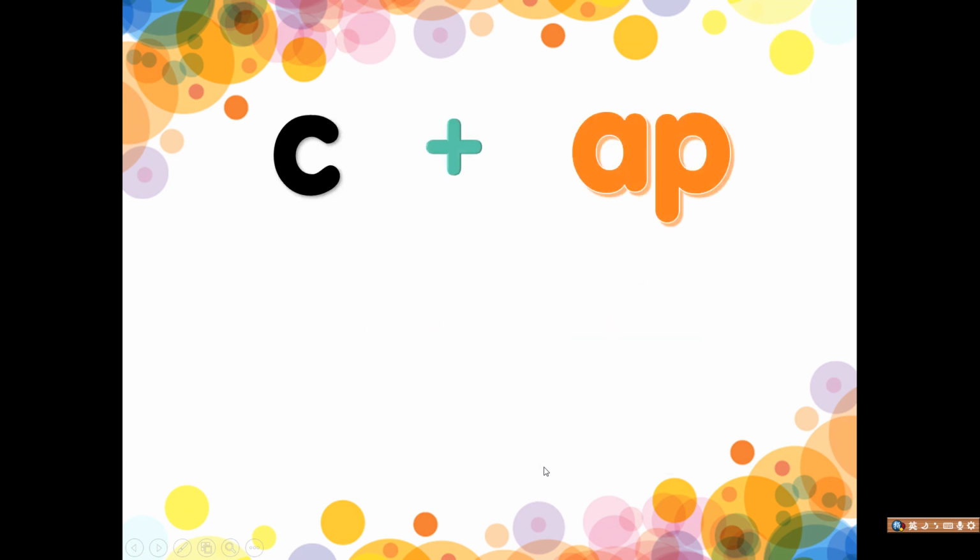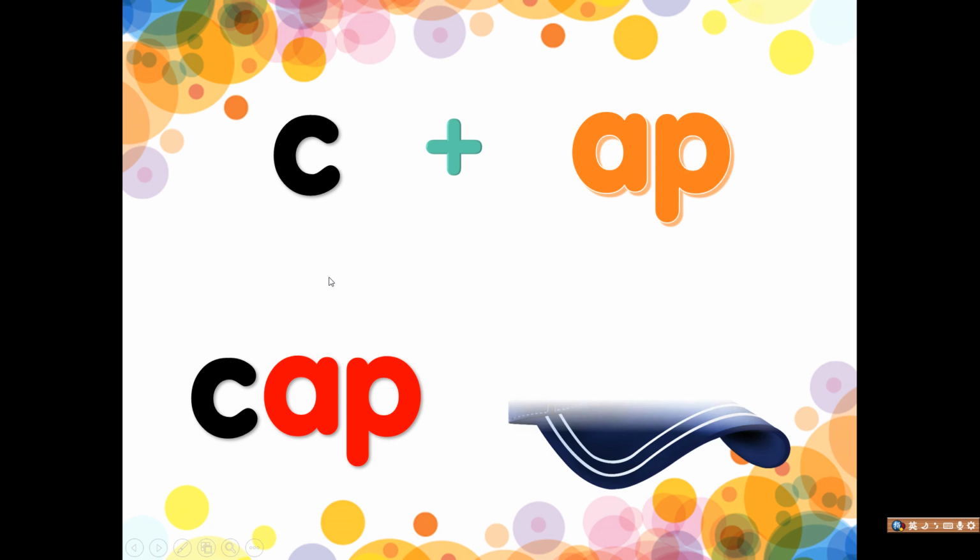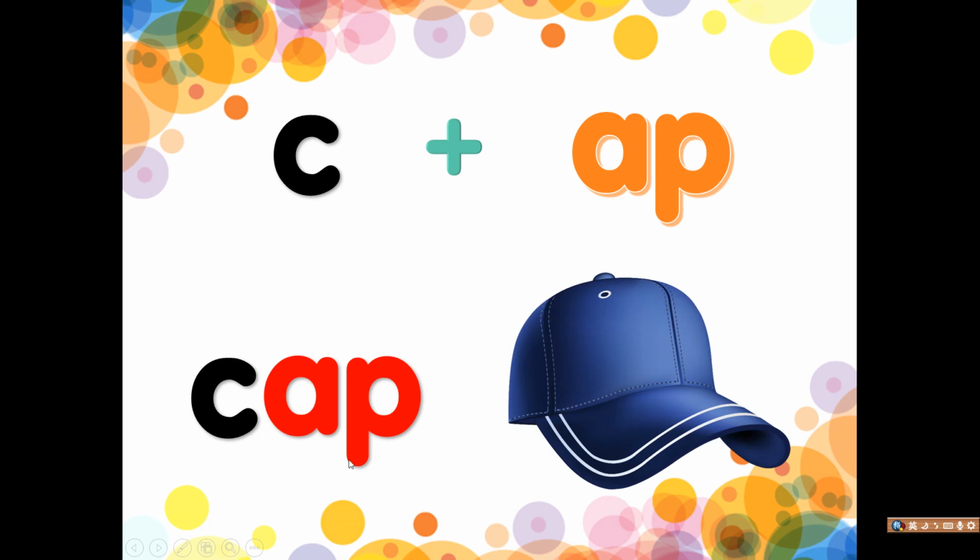K, ap, cap. K, ap, cap. What is cap? This is a cap. What is the color of the cap? It's blue in color. Do you wear a cap? Yes, I wear a cap when it is hot. So, cap is 帽子. What is 帽子? Cap.